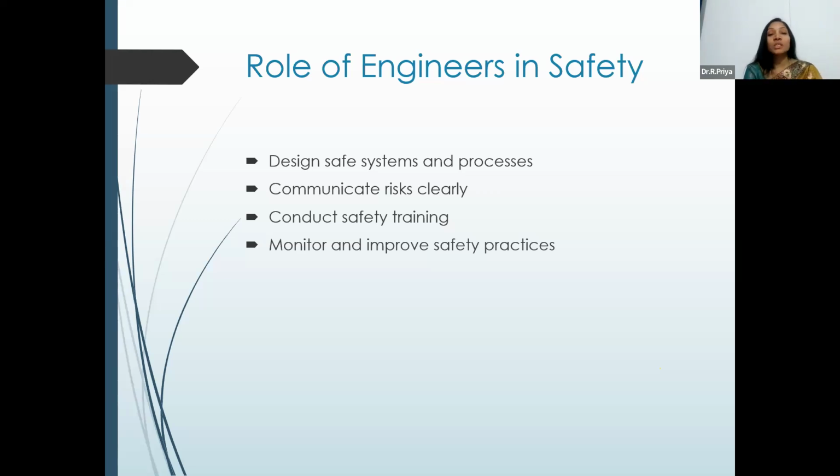Then monitor and improve safety practices. Safety is an ongoing process. The engineers must continuously monitor the workplace conditions, identify unsafe practices, and suggest improvements. So learning from near miss accidents helps prevent future accidents. For example, engineers observe repeated near miss incidents involving forklifts and redesign traffic routes and signage to improve safety. So overall, engineers are the key drivers of workplace safety, through safe design, effective communication, continuous training, and ongoing improvements.